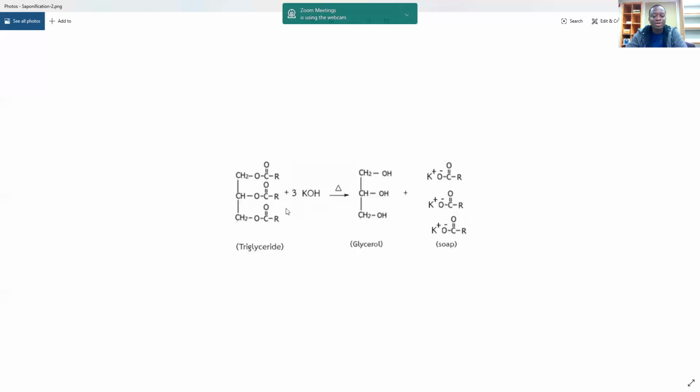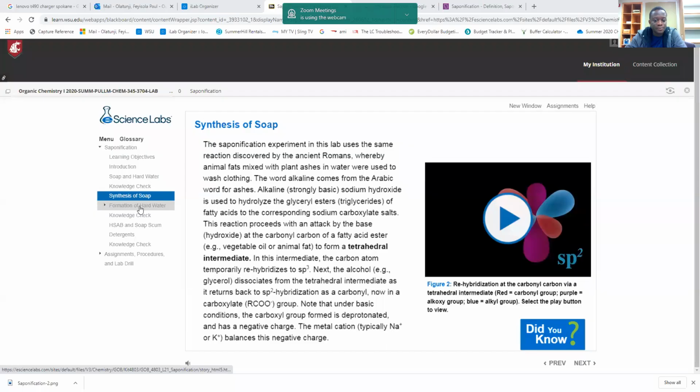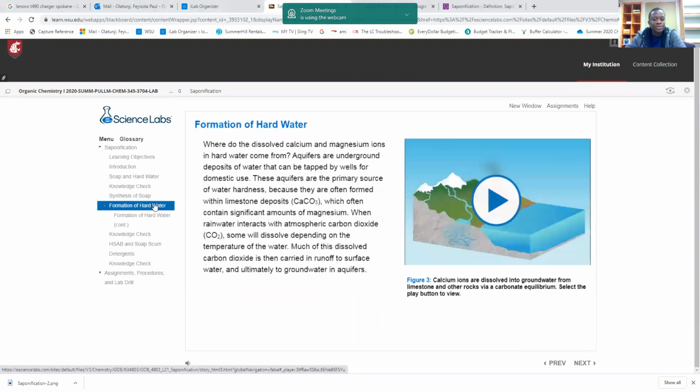So hydrolysis of triglycerides with a strong base like potassium hydroxide or sodium hydroxide ends up giving you glycerol and a carboxylate salt, which is also known as soap. All right. You can go through the mechanism, just so you get clarity on what's actually going on.